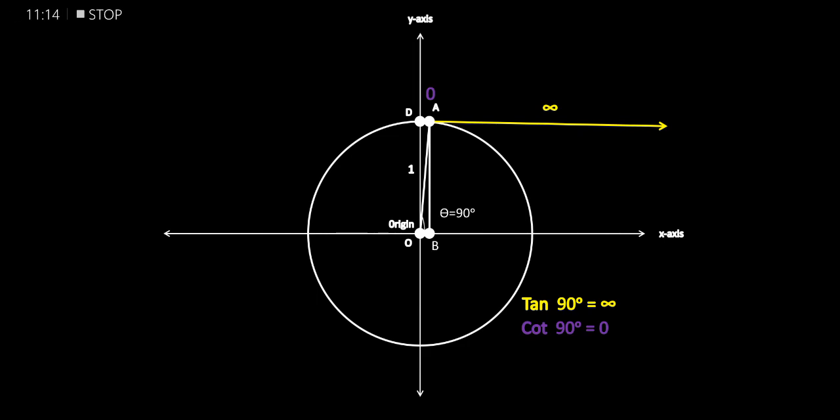The purple line is the representative line of cot of angle. The angle is 90 degree here. So tan of 90 degree is equal to infinity, which is the length of the yellow line. And cot of 90 degree is equal to 0, which is the length of purple line. So tan 90 is infinity and cot 90 is 0.